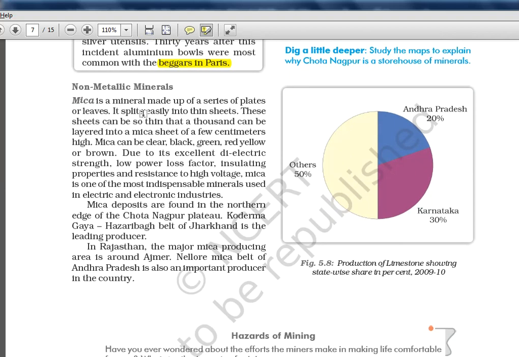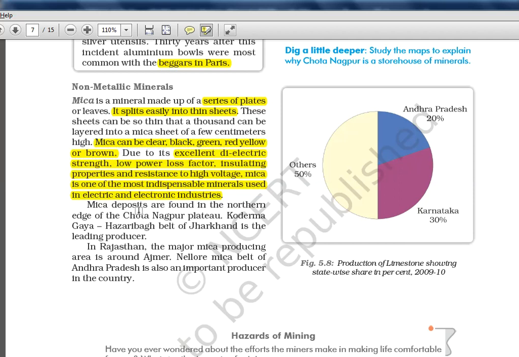Now non-metallic minerals, mica. Mica is again very important because of the layering thing. That is, it splits easily into thin sheets actually. Okay, series of plates. So these sheets can be so thin that a 1000 can be layered into a mica sheet of a few centimeters high. So that much thin it is, and it is clear, black, green, red, yellow, brown. So different colors are available, and then dielectric strength. These are just properties, science and technology portions actually.